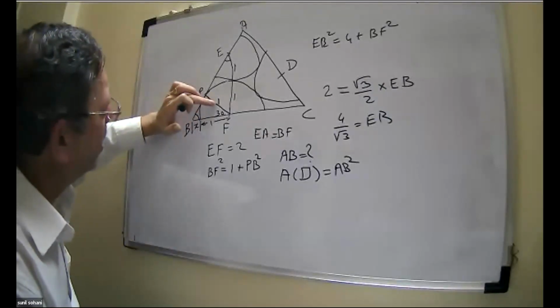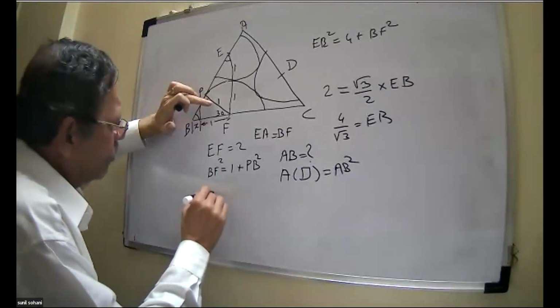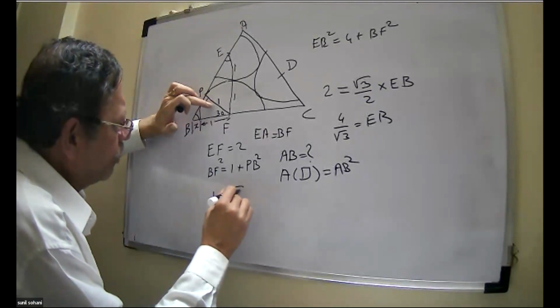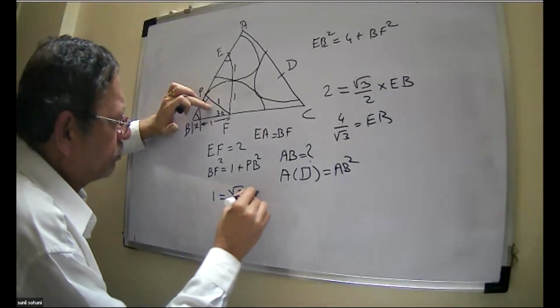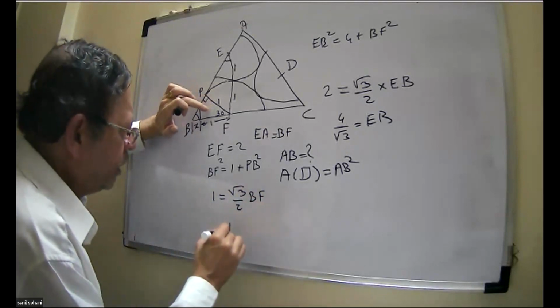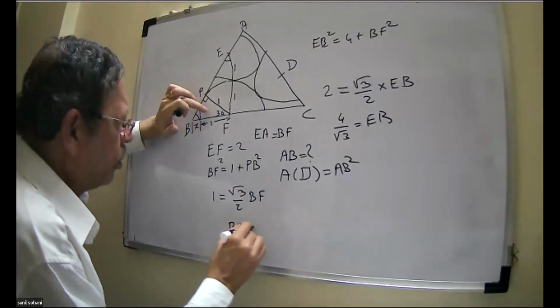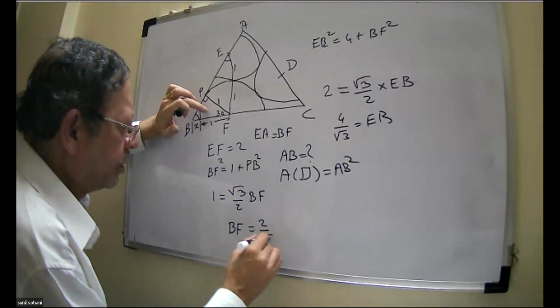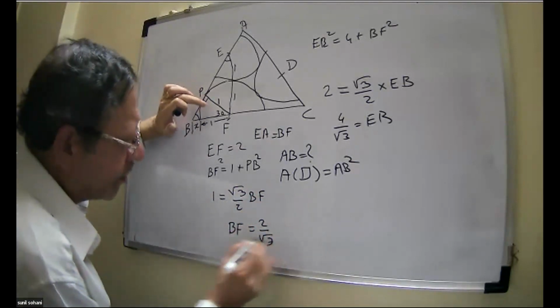Sir, we can also solve it directly. The side opposite to 60 is 1, and that 1 is root 3 upon 2 times BF. So BF will be 2 upon root 3. Nice suggestion.